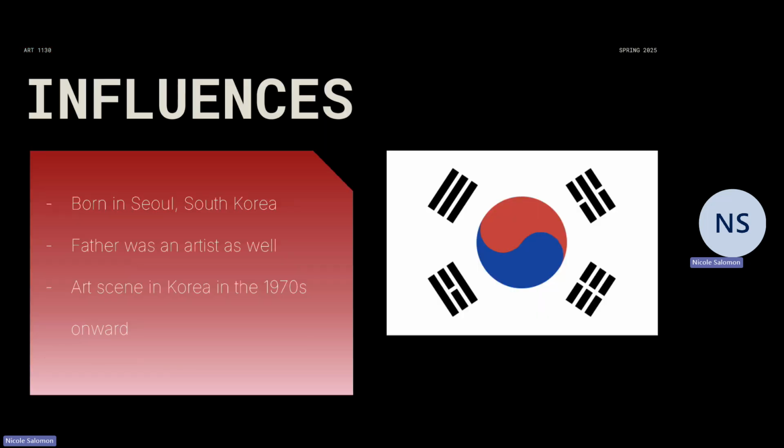So, Do Ho Suh was born and raised in Seoul, South Korea. His father was actually an artist as well and a master of traditional Korean ink painting.